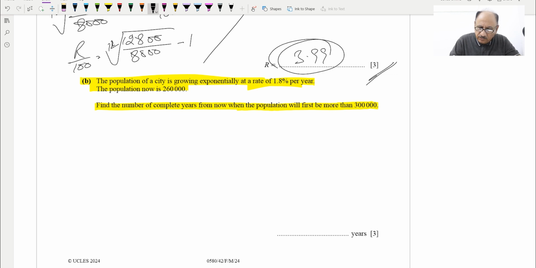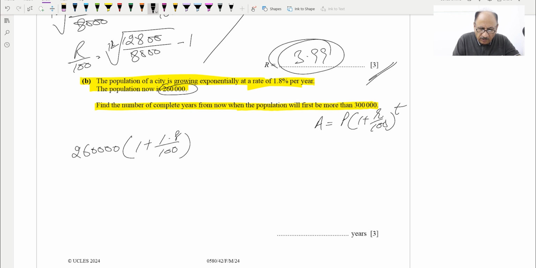The same formula which we have just used, A is equal to P into 1 plus R over 100 raised to the power T, the same formula we'll be using here. So the principal, or current population, is this one, which we can write over here. It's this one with 4 zeros, and into 1 plus rate, they have given 1.8 over 100, and the time duration we need to find, and this should be greater than 300,000.